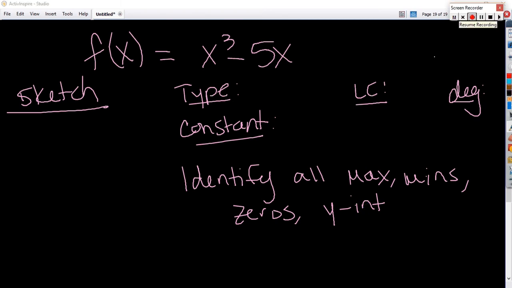All right, so without graphing, we can go ahead and identify some things. What's the type here? Cubic. What's the leading coefficient? It's the number in front of x. If it's not there, it's a 1. Remember, it's got to be the one that's hooked to the biggest exponent.